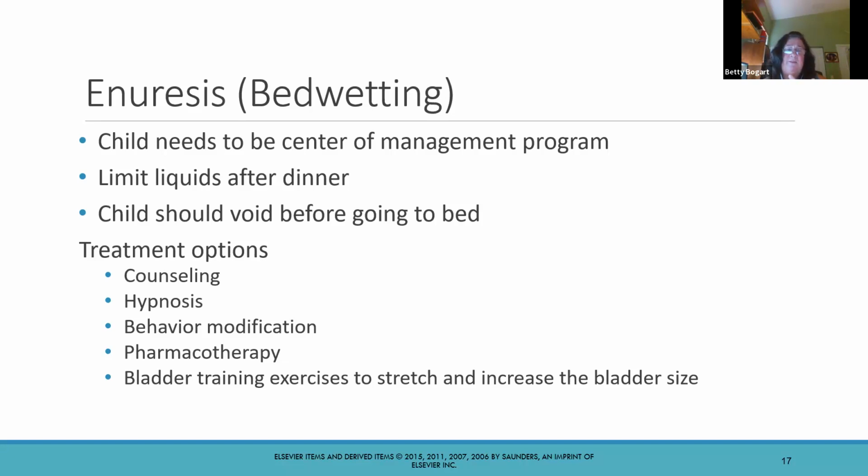Now, treatments, well, if it gets to the point where nothing is helping, you might put them in counseling because it could be stress. This is the only way they're handling it. Hypnosis, maybe behavior modification, pharmacology, and then bladder training, having them hold it another minute after they say they got to go pee, right? That could help also.